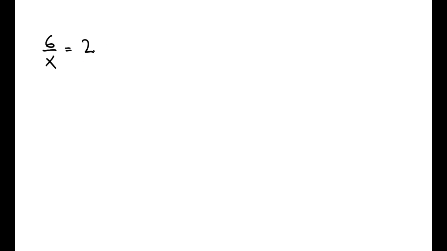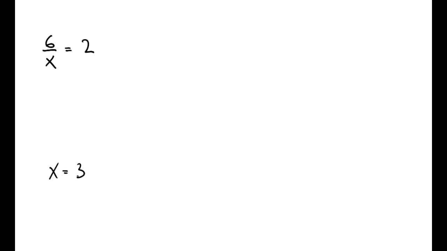Well, I think we can probably all use mental math to solve this. I have 6 divided by some number equals 2. So what do I need to divide the 6 by? Well, that would be 3. 6 divided by 3 would give me 2. So x equals 3. I think we can all get that in our head.